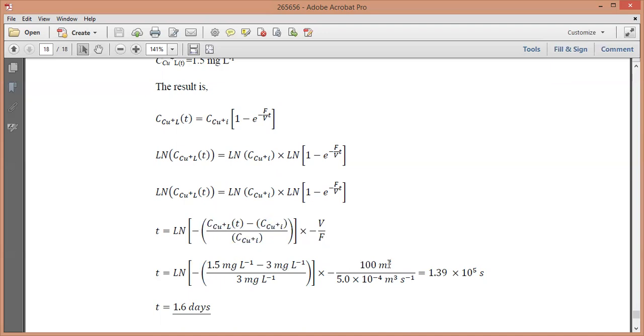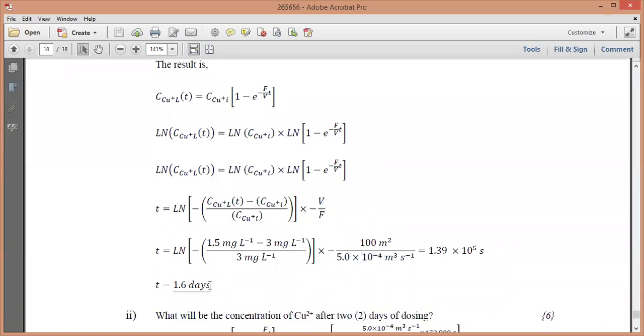V is the volume we have been given, isn't it? What about F? From what we've understood, what is F here? F is basically the flow rate, isn't it? Initially we're given it in liters per second, so we're going to move from liters per second to meter cubed per second. To do that, we multiply with 10 to the power negative 4. That is how this is achieved.